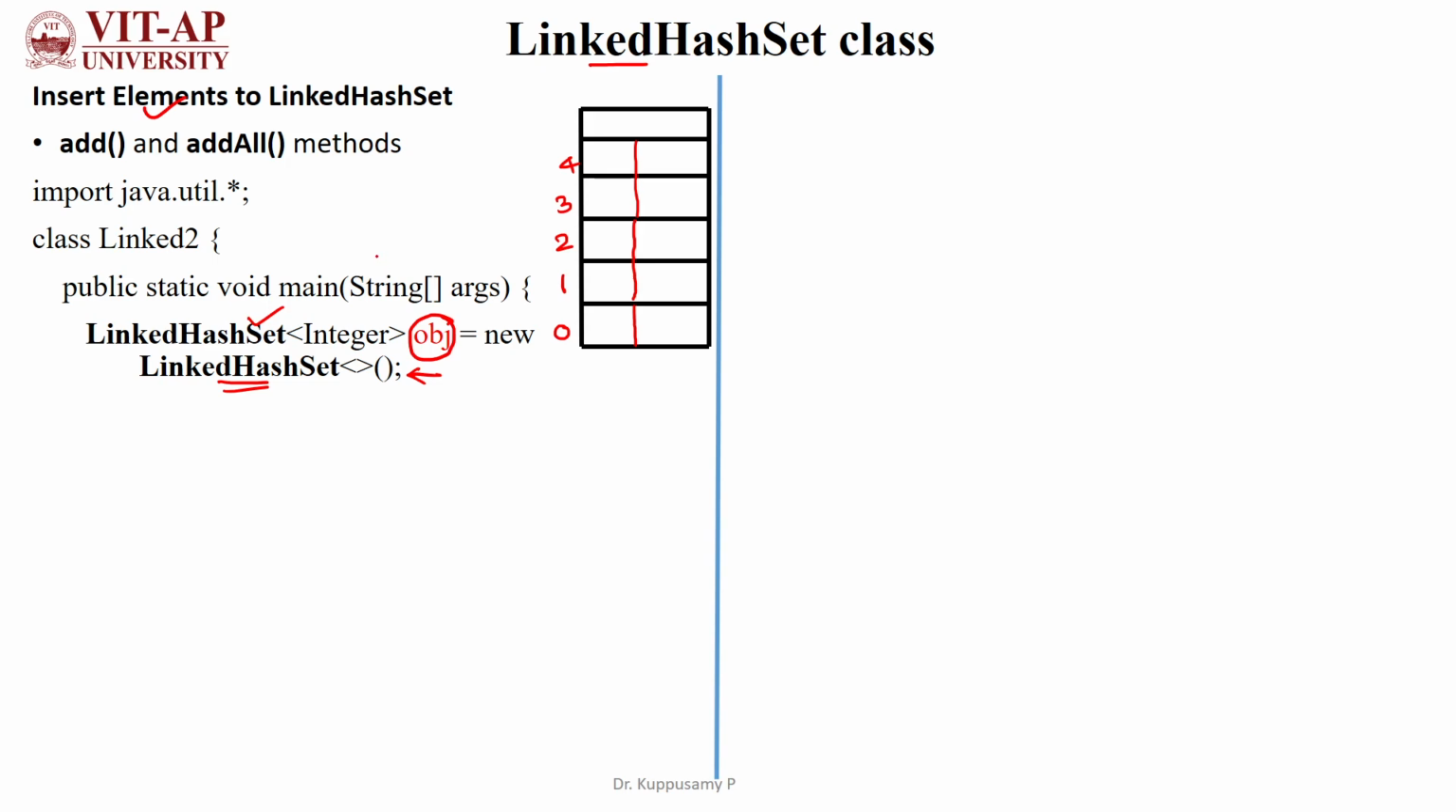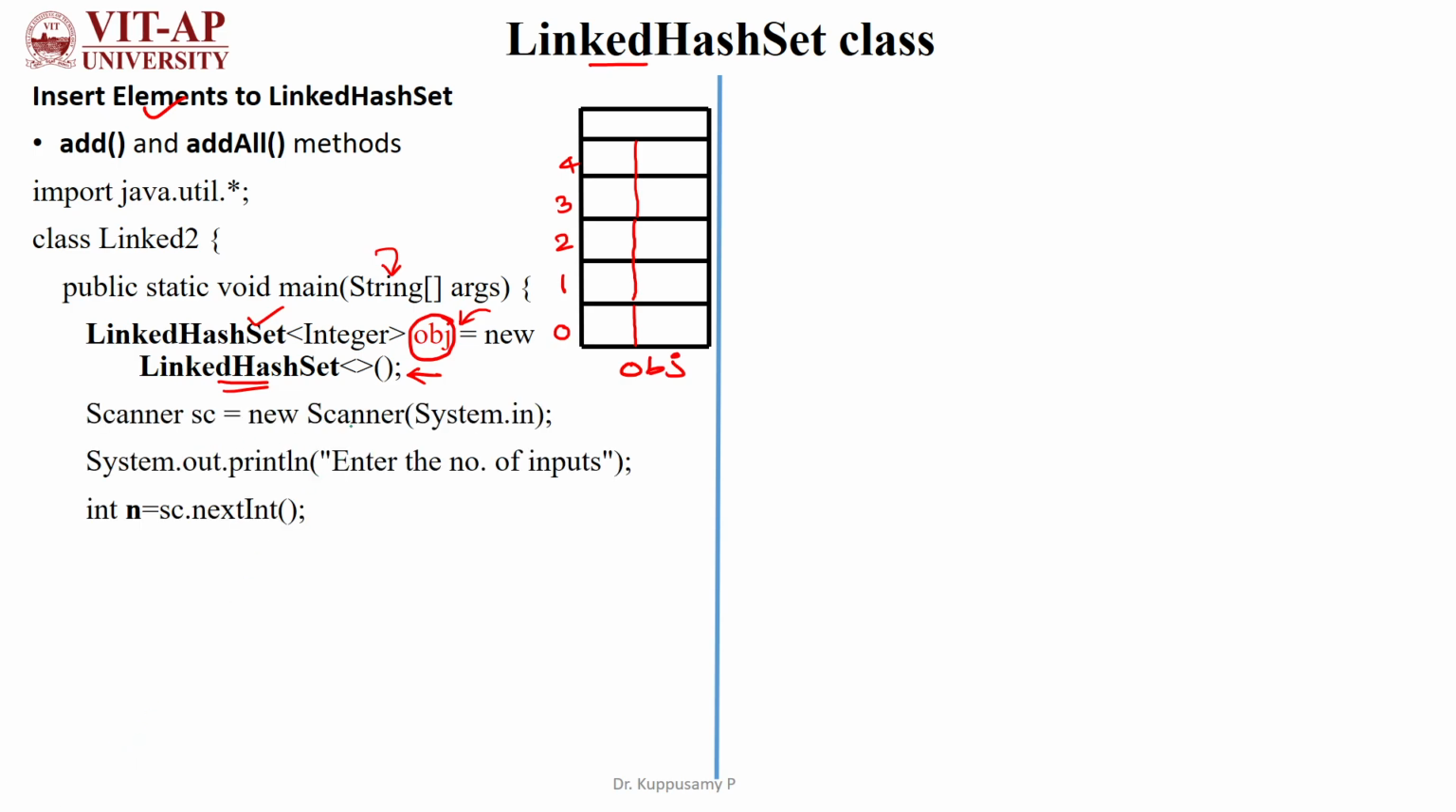The command line arguments are created, receiving through these arguments. Once the object is created, the linked hash set structure is created for the variable obj by default. Now here we are going to use the scanner class for receiving user inputs during the runtime. So, enter the number of inputs.